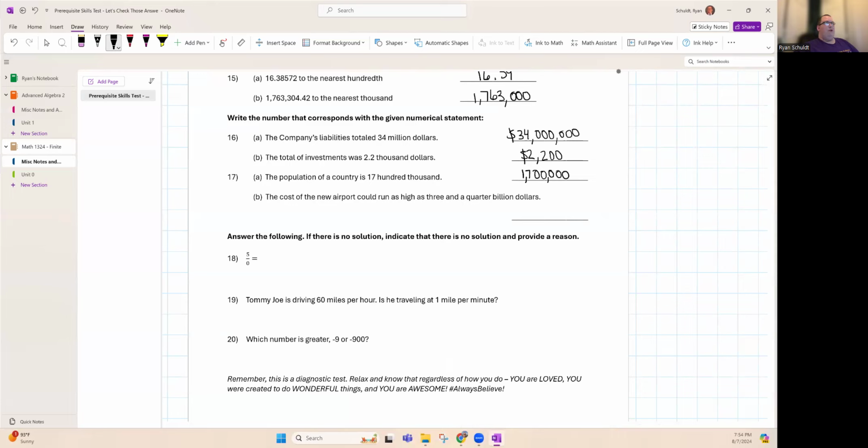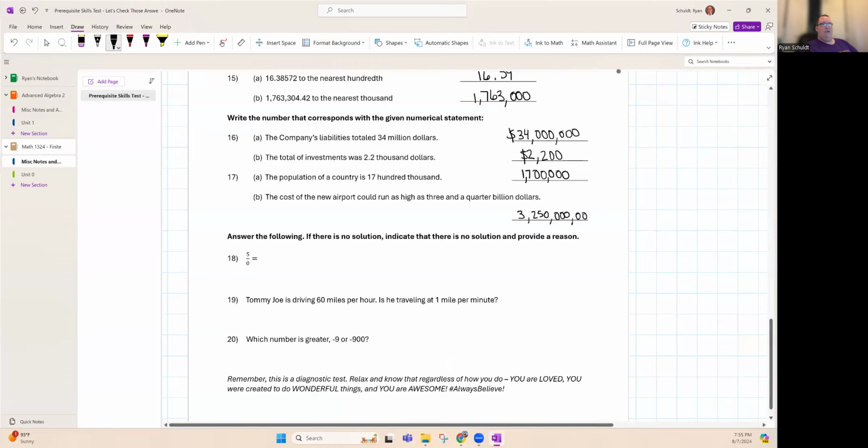B, the cost of a new airport can run as high as $3.25 billion. So 3 billion, and it says 3.25. So 3 and 250 million. I need to add enough zeros to make sure that's going to be 3 billion. There we go. Three and a quarter.